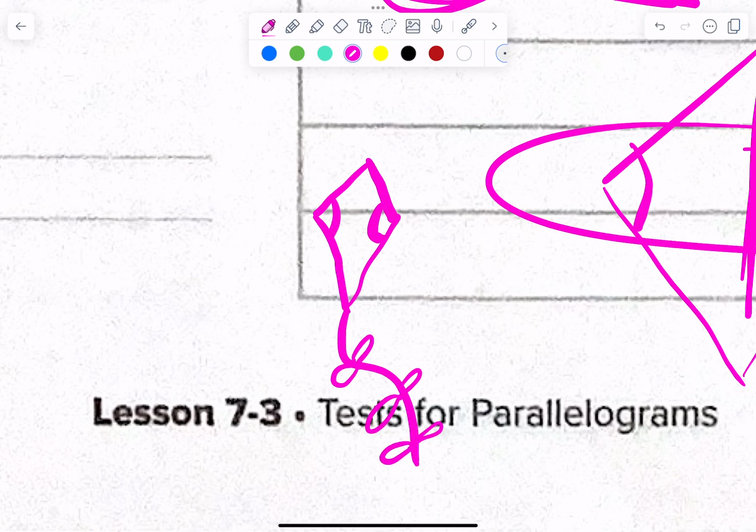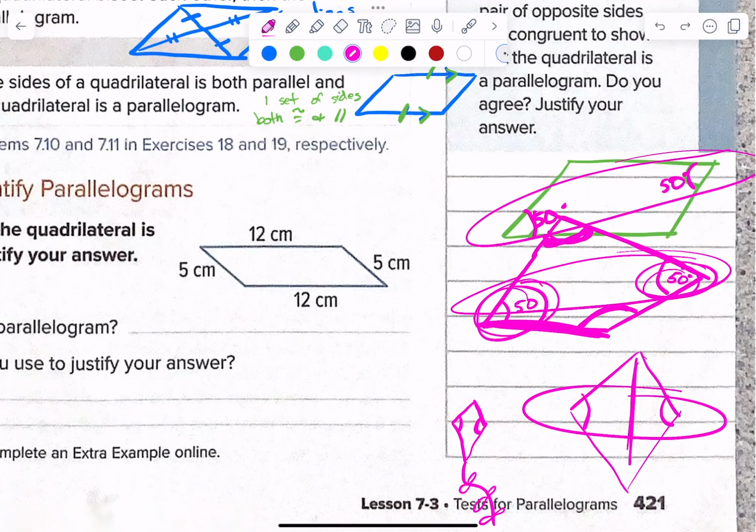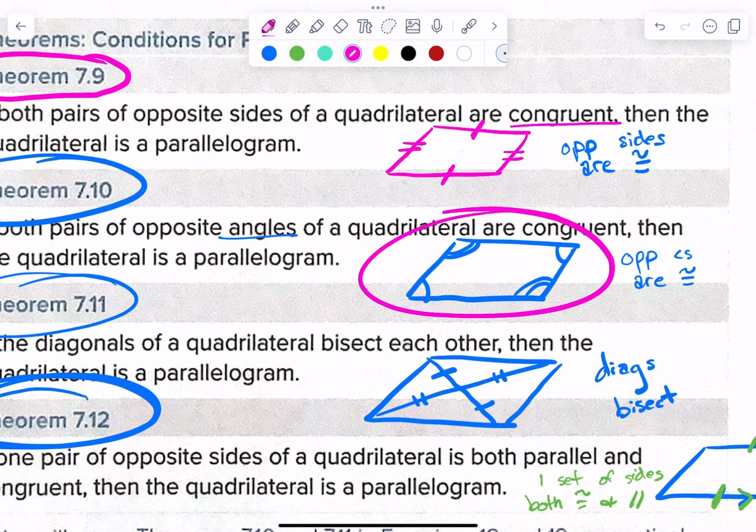This angle's the same as that one, right? But the top and bottom aren't the same. So if it has one set of angles that are the same, it's not a parallelogram. Not necessarily, right? It has to have both sets. Theorem 7.10 says it has to have two sets of congruent angles, not just one set. If one set's the same, it could be a kite, right? Yeah. We have to be careful, okay?